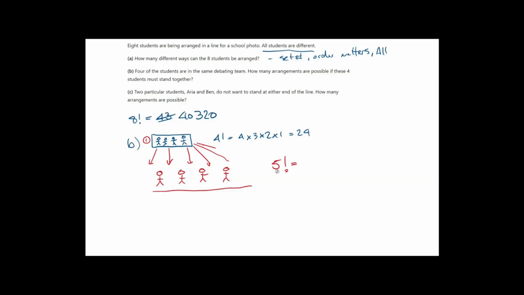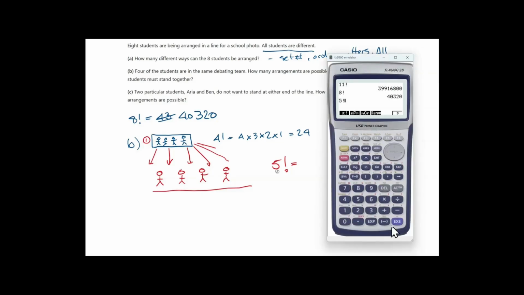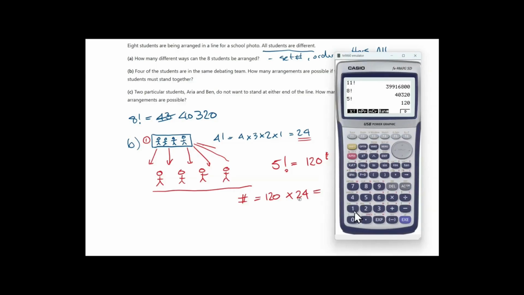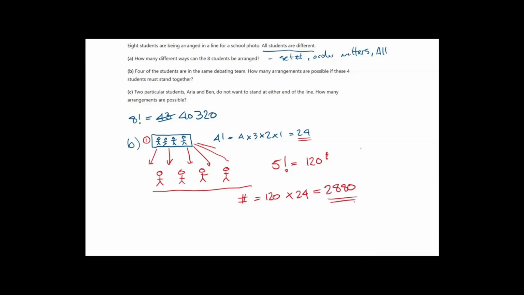And 5 factorial is 120. 120 different ways. So there are 120 different ways of arranging these 5 objects, but one of those objects can itself be arranged 24 different ways. So the number of ways in total is going to be 120 times 24. And I have no idea what that is off the top of my head. Times 24. 2,880, which is a lot.